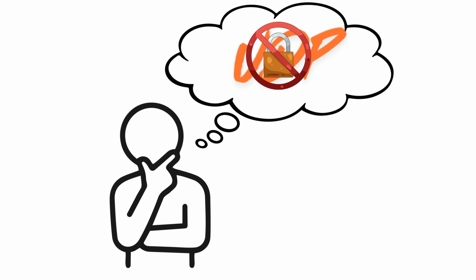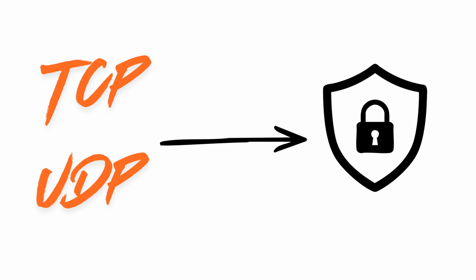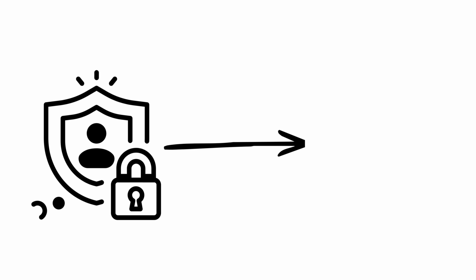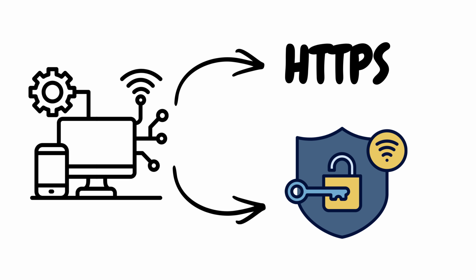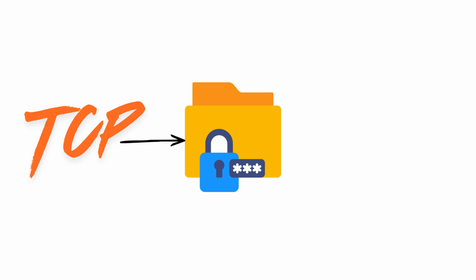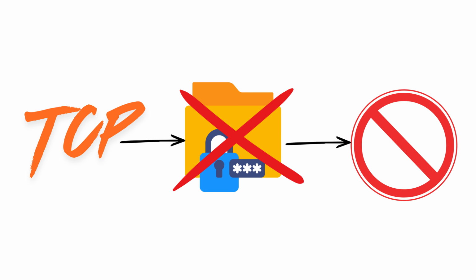Here's something very important. Many people think TCP is secure and UDP is not. But that's not true. Neither TCP nor UDP provides security by itself. Privacy comes from encryption. Technologies like HTTPS and VPNs are what actually protect your data. So, even if you are using TCP, without encryption, your data is not safe.